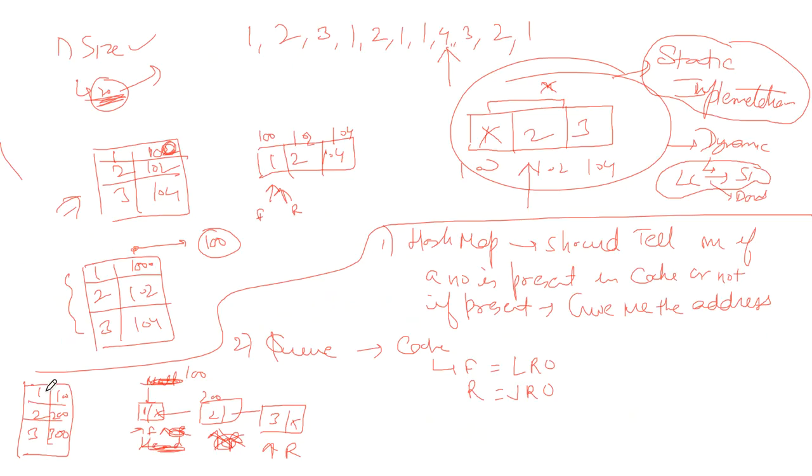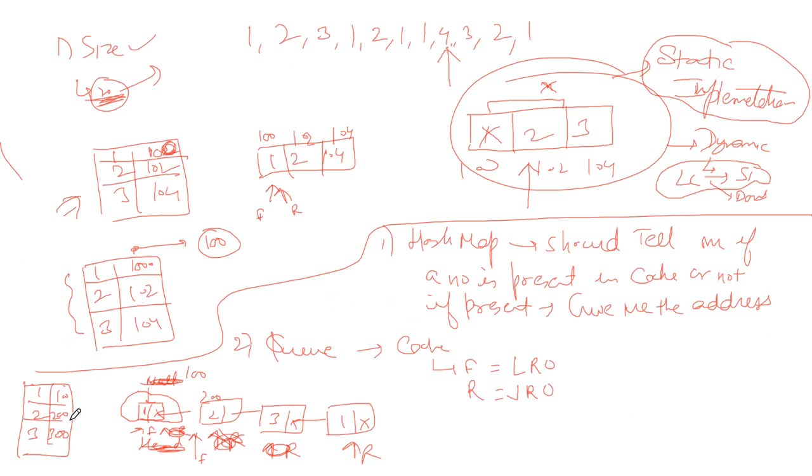Now 1 comes again. I found 100, I went here, and I first of all reported that number. Now what should I do? You are telling me to first of all remove this node. Can I remove it in just order 1, and make front point to here? Yeah. Can I insert 1 over here in order 1 and make rear point to here? Yes. So far so good.